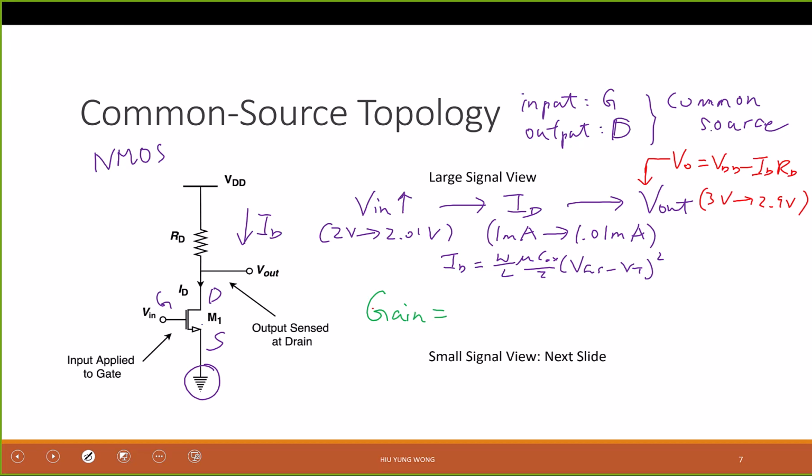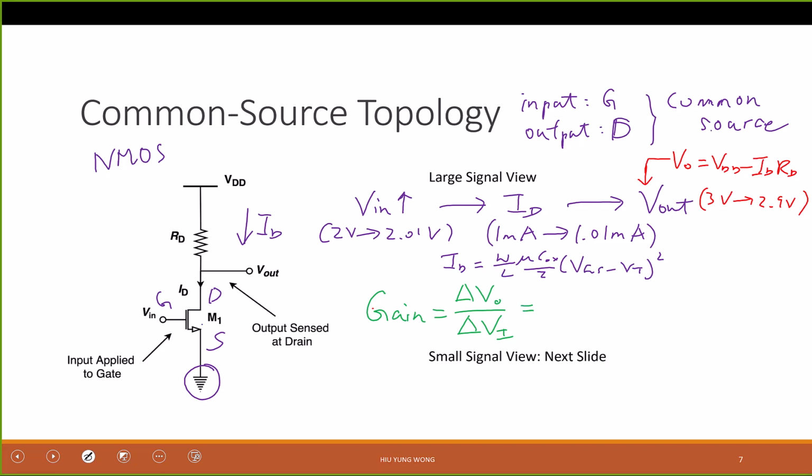V out by V in, right? But the only thing is that I want to make sure that it is the change of V out divided by the change of V in, because we're talking about small signal. You can say, well, it is 2.9 divided by 2.01, but that is not the gain we are interested in. I want to see the change, right?